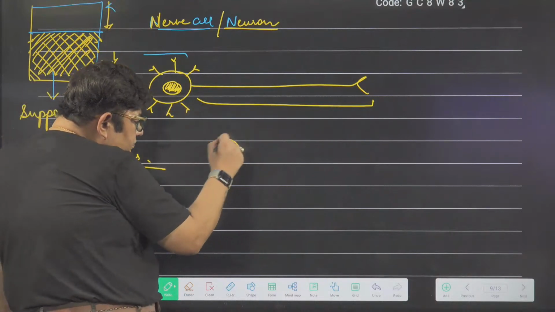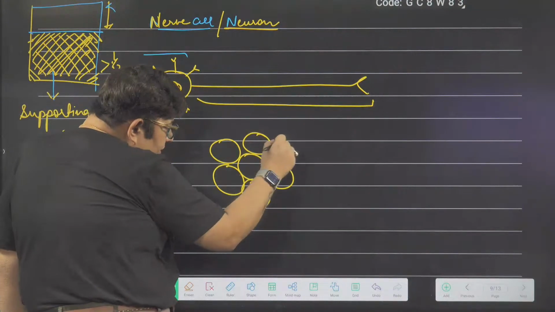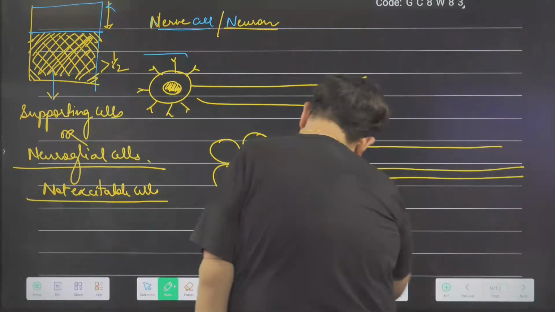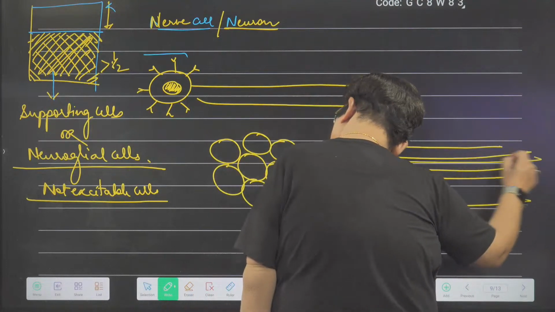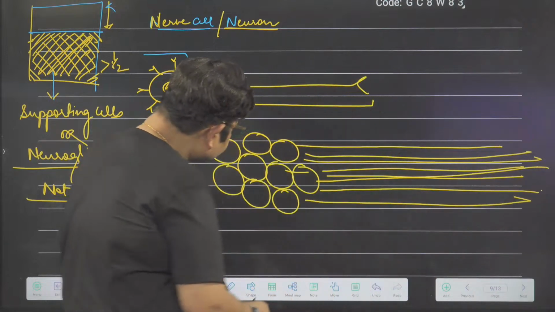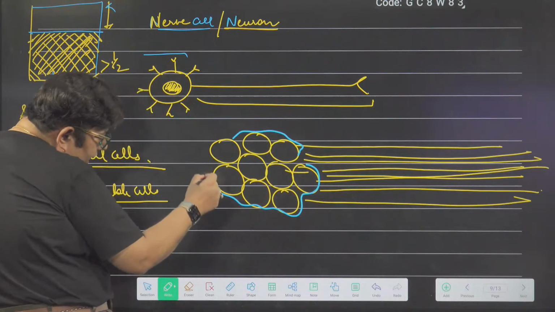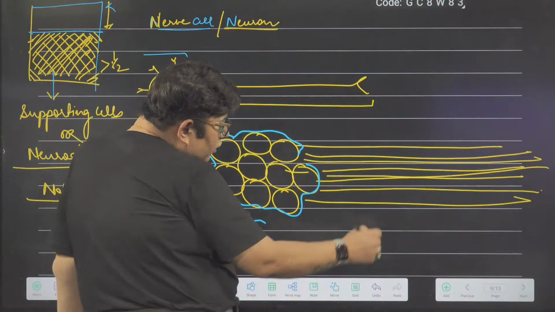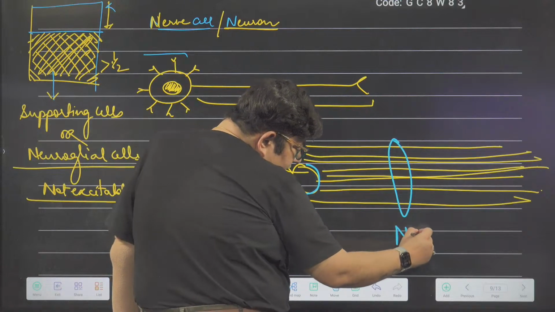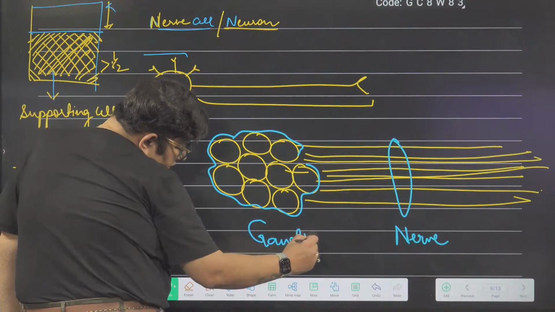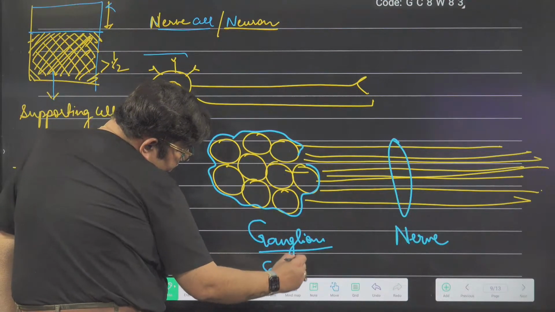A group of cell bodies in the nervous tissue is organized together. There can also be a group of fibers. What do you call this group of cell bodies in a nervous tissue? And what do you call this bundle of fibers? We call it a nerve. The bundle of fibers is called a nerve. Plural is nerves. And what is this group of cell bodies called? Yes, you are right. The group of cell bodies is called a ganglion. The plural of ganglion is ganglia.